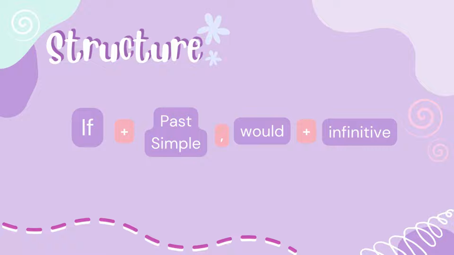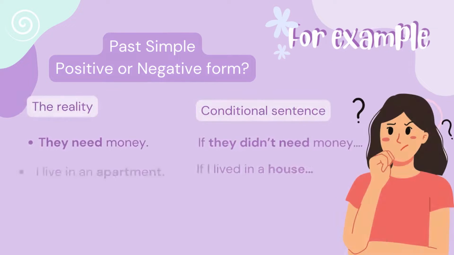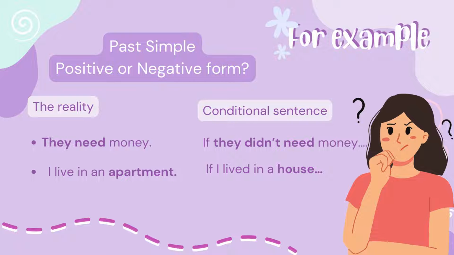After if, you'll use the past form even though you are not talking about yesterday, last night, or some other time in the past. Sometimes after if, you'll use the positive form and other times the negative form. Use the one that expresses the opposite idea of reality. For example, the reality is that they need money. So, if they didn't need money, second example, I live in an apartment.